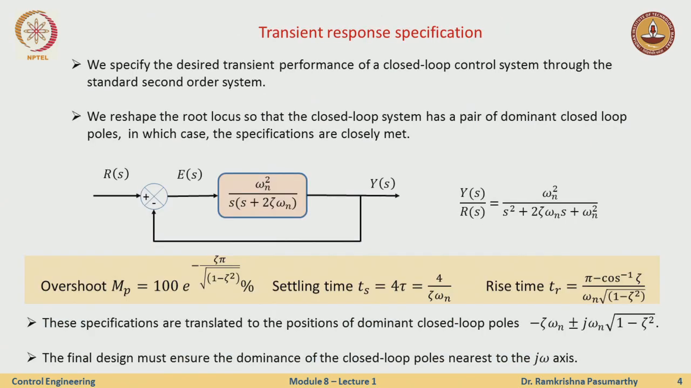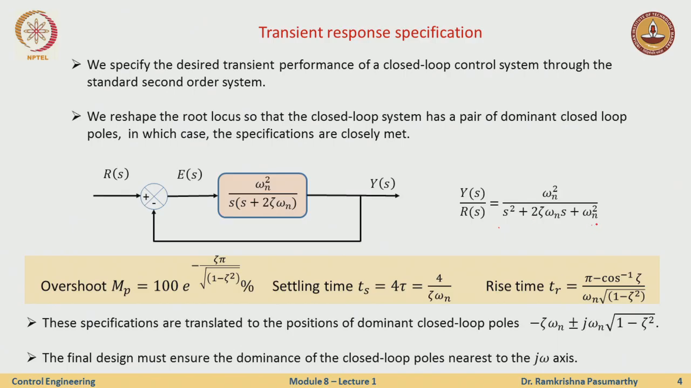Okay, and when I talk of a dominant pole pair, it is easy to specify these transient performances through a standard second order system, right? So how does the second order system look? I have the transfer function as omega n square over s square plus 2 zeta omega n s plus omega n square, and we know what zeta means. Zeta is a damping coefficient which decides whether the system is underdamped, overdamped, critically damped, and so on. Omega n is the natural frequency of the system.